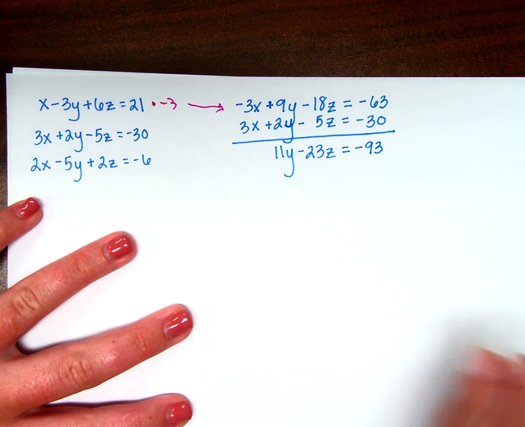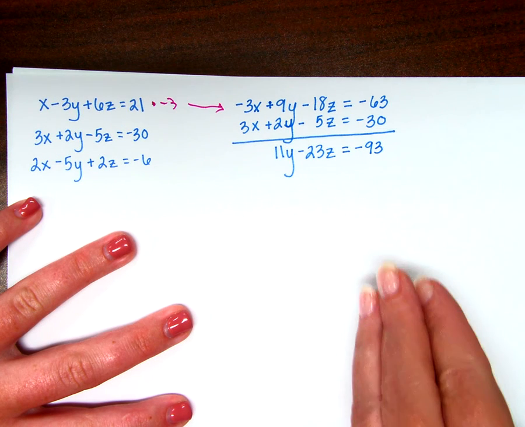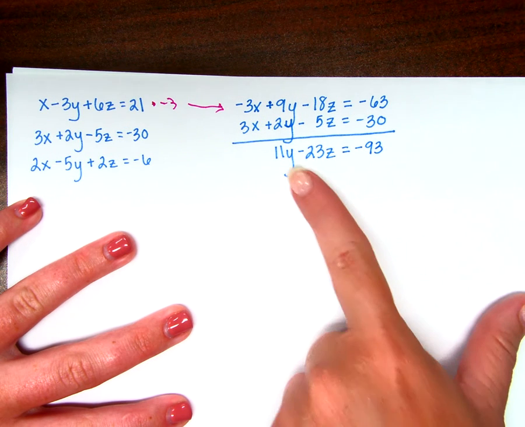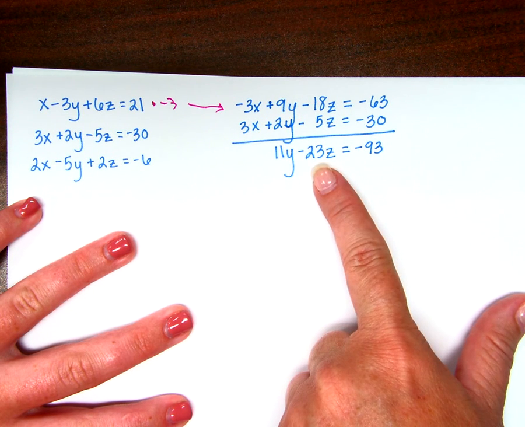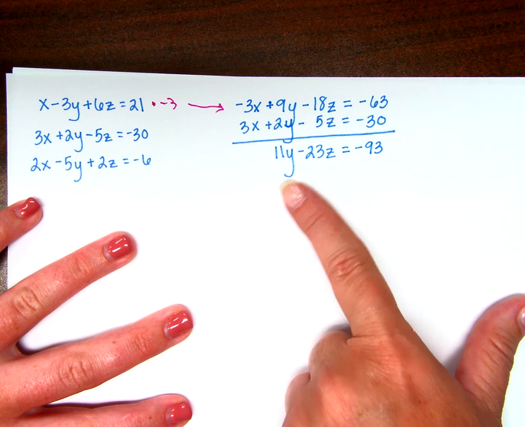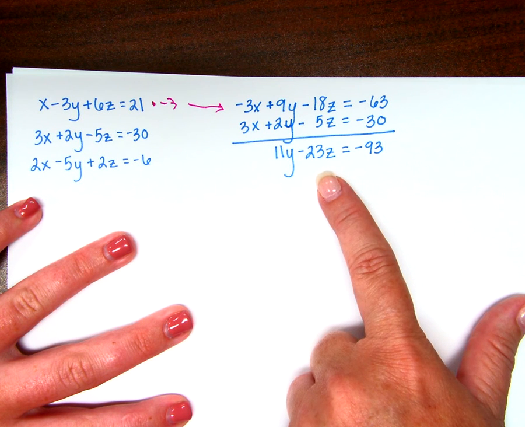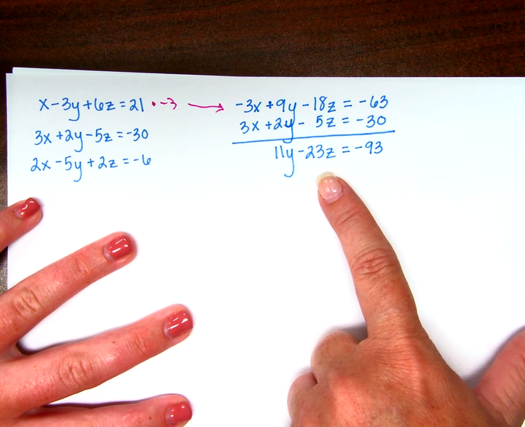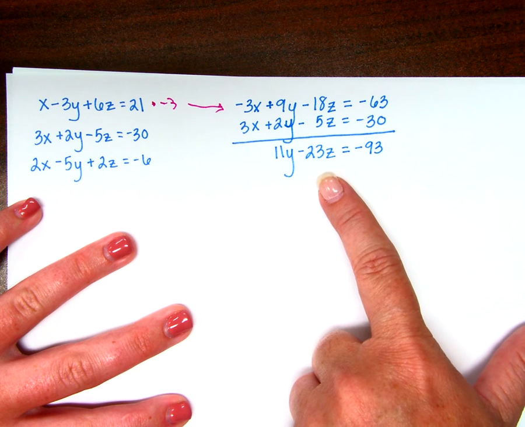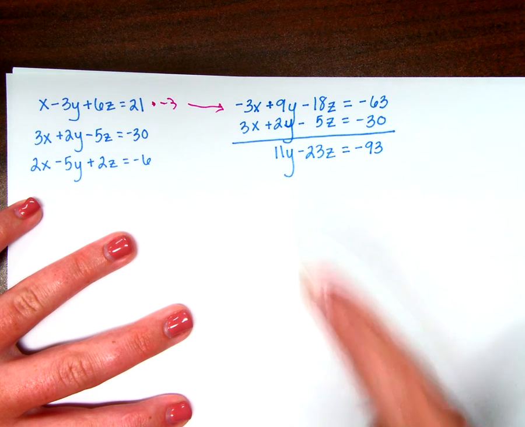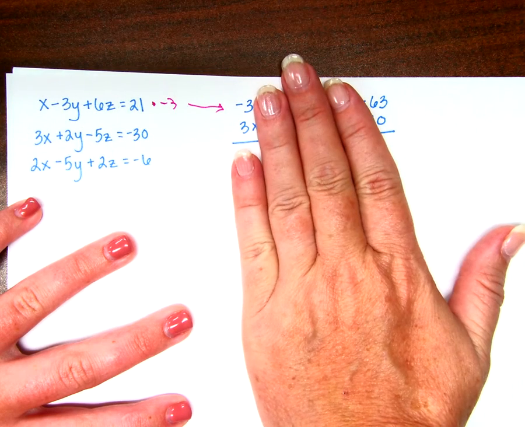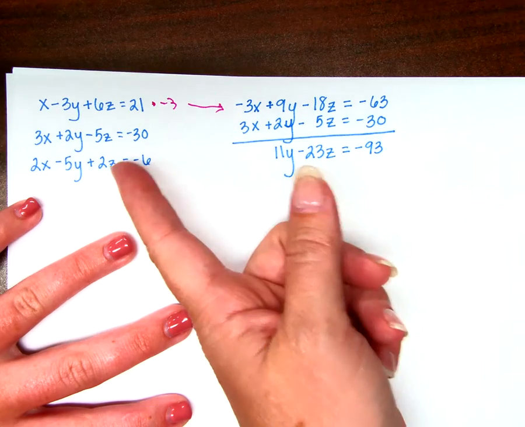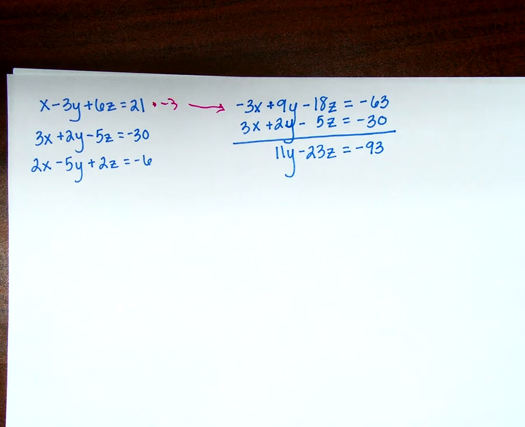Leave it alone. Don't mess with that one. What do I have right here? I have an equation with two variables, a y and a z. If I have one equation with a y and a z, what do I need? Another equation with y and z. So I'm going to start over. I'm going to ignore this part for a second. I'm going to start over. I'm going to go back and eliminate the x again.